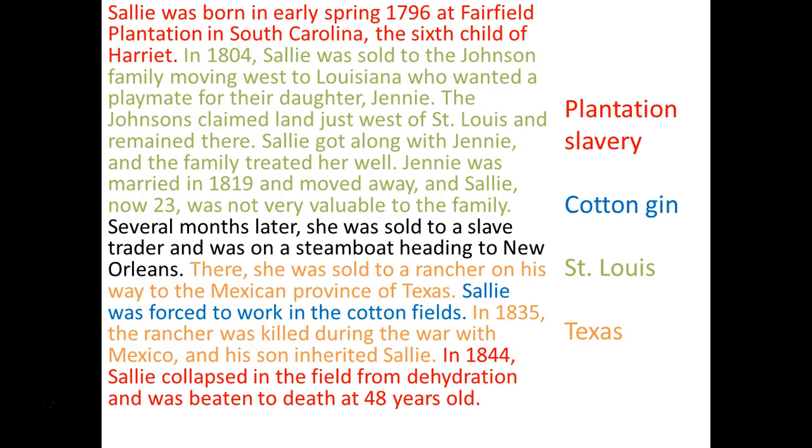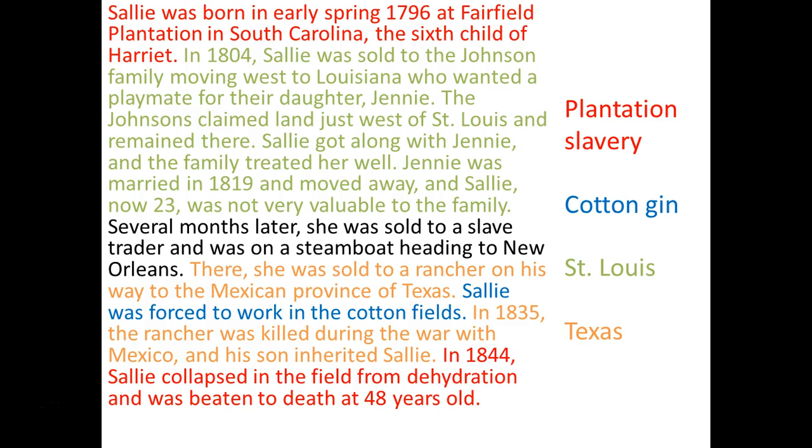Sally was born in early spring 1796 at Fairfield Plantation in South Carolina, the 6th child of Harriet. So right there I've covered plantation slavery. I didn't get into a lot of detail about it. I didn't talk about how life was, her house she grew up in, or the slave master or the other slaves. This is simply a question of this is where she was born, and that's okay for the biography.